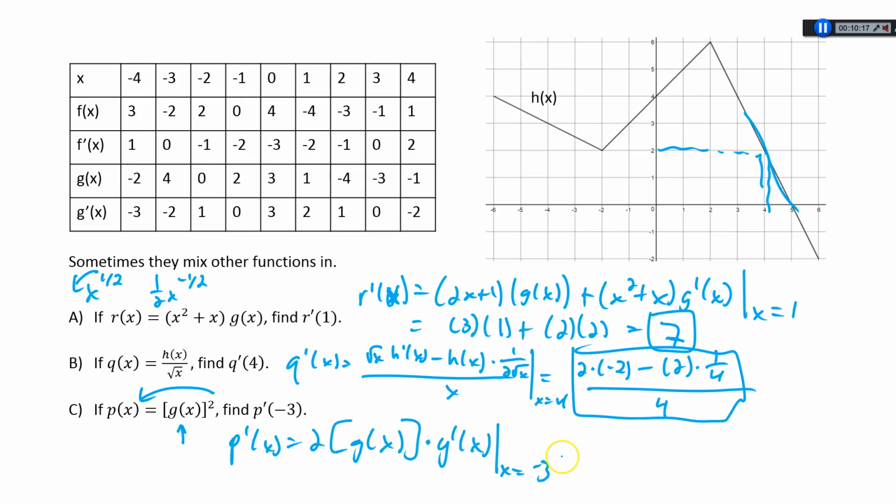So plug -3 in. We have 2 times g of -3, which is 4, times g prime of -3, which is -2. 2 times 4 is 8, times -2, -16. Cool. So our 2 came to the front, multiply by the derivative, plug in -3, g of -3, 4, g prime of -3, -2. Works for me.